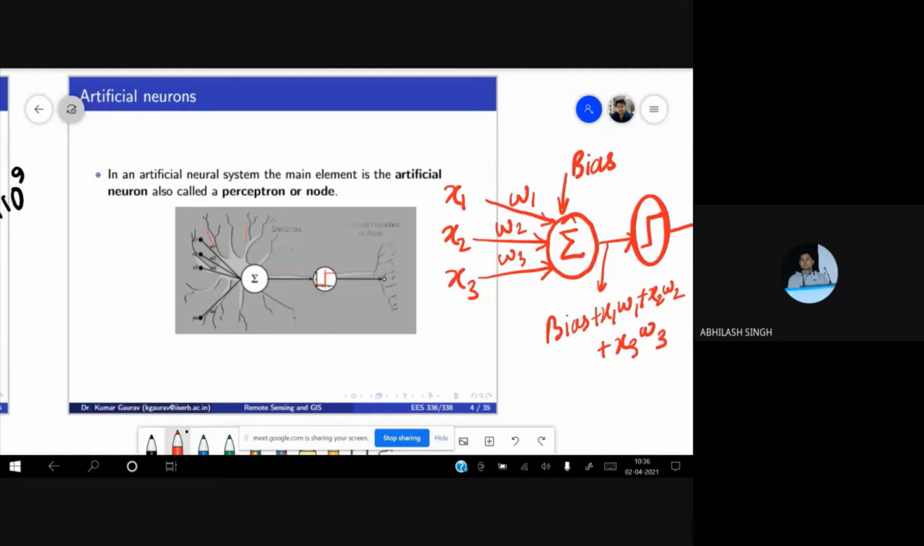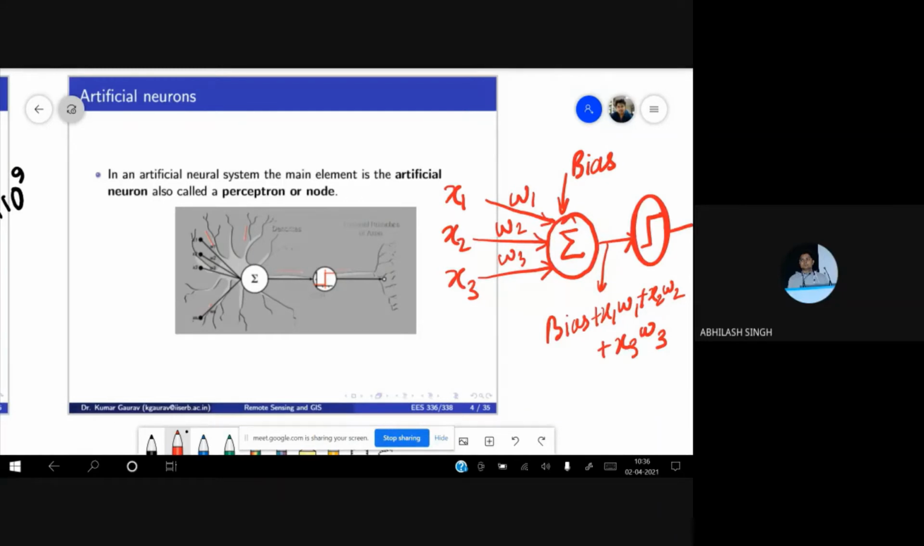So why do we use an activation function? Because what we get here is a linear thing, and we have to add some non-linearity to the data so that it gets easily mapped. For that we use different kinds of activation functions that I will discuss as we proceed further.